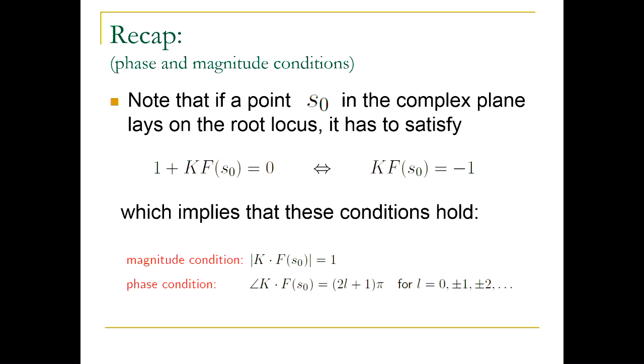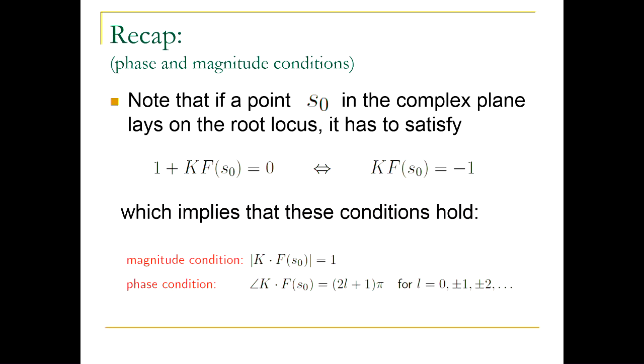So basically, the magnitude of k times f of s0 is equal to 1 for every point on the root locus. And similarly, the phase of k times f of s0 is equal to this. So it's pi, plus or minus pi, plus or minus 3 pi, etc., right? So why is this the case? Well, when we take magnitude on both sides, left-hand and right-hand sides, we get this magnitude condition. And when we look at the phases, the phase of this has to be the same as the phase of that. Well, the phase of that is exactly this, right?